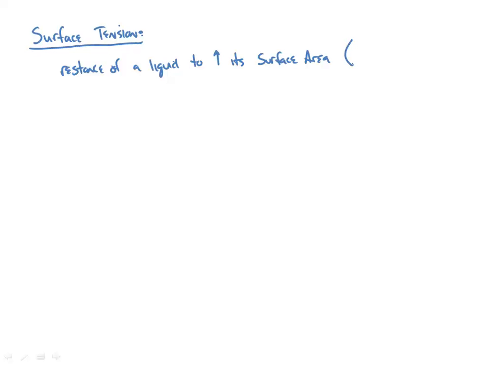We can also take a look at surface tension. That's a direct result of the intermolecular forces. Basically, surface tension is the resistance of a liquid to spreading, so the resistance of a liquid to increasing its surface area, or basically to spreading out. So again, if I have strong intermolecular forces, then I'm going to have a high surface tension.